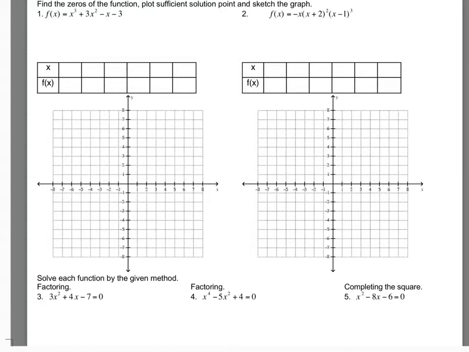So what method should I approach this problem with to find the zeros? Remember that I said something about when there are more than 3 terms, then we should think about grouping. More than 3 terms. So there are 4 terms here: 1, 2, 3, 4. So with more than 3 terms, I like to try factoring by grouping.